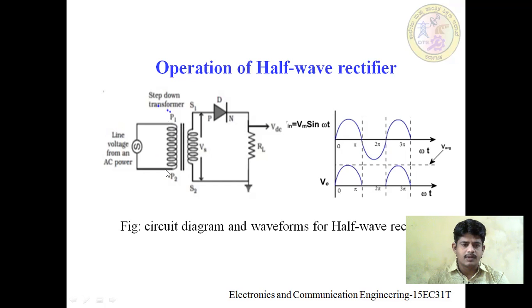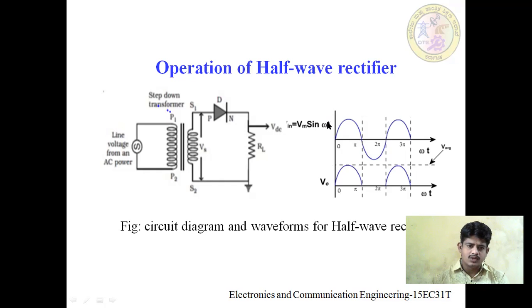This is the primary of the transformer and this is the secondary of the transformer, and we have one diode connected to the secondary of the transformer. This point we can denote as S1 and this point as S2. It helps us to understand the operation. And this is the diode connected in this form, as you can see in the circuit diagram. Then the output of the diode is connected to the load, and this is the output VDC.